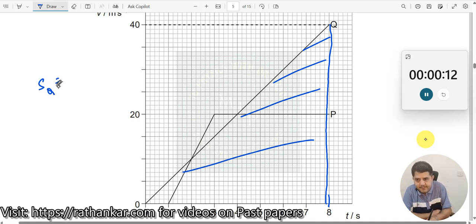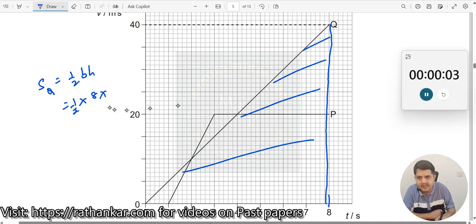SQ would be equal to half BH. Half BH. What is half? Half multiplied by base. What is the base here? 8 seconds multiplied by height here. Height is 40. So 2 1s are 2, 4s are 160 meters. This is the distance traveled by Q.